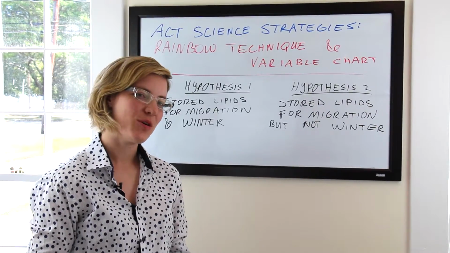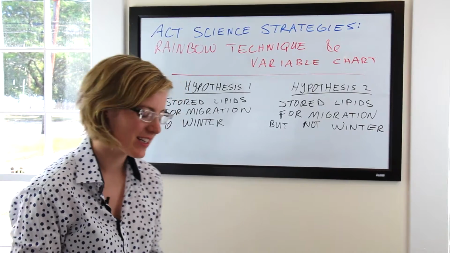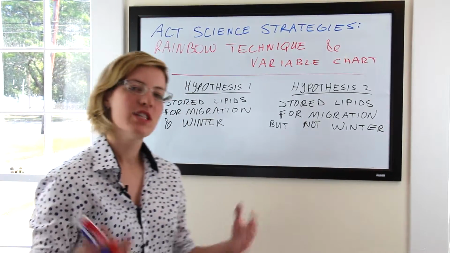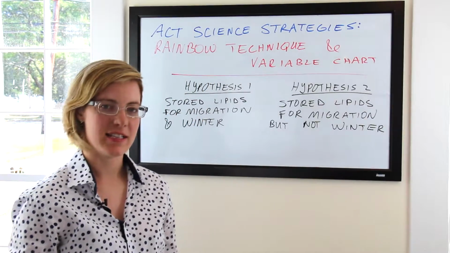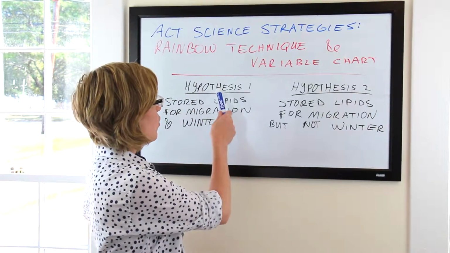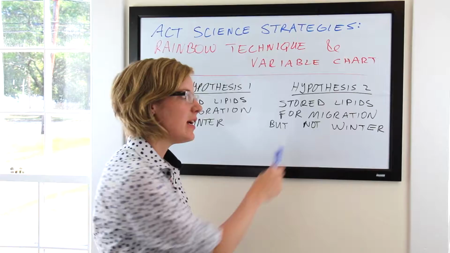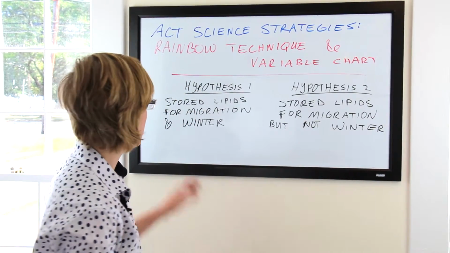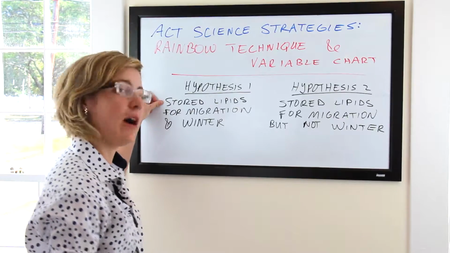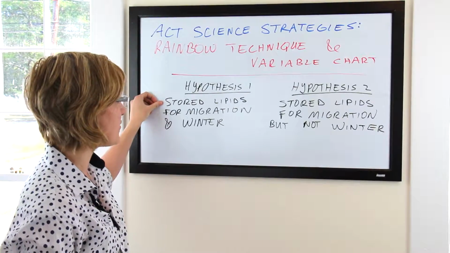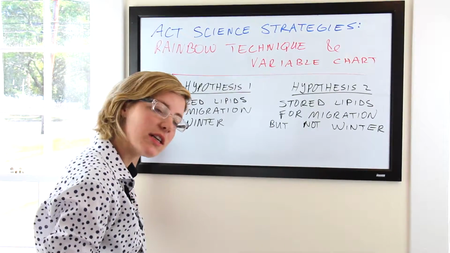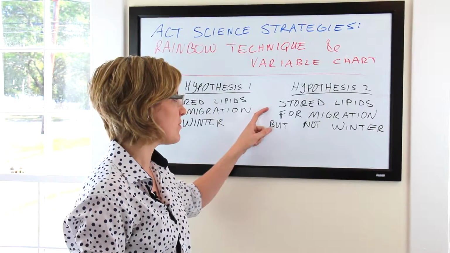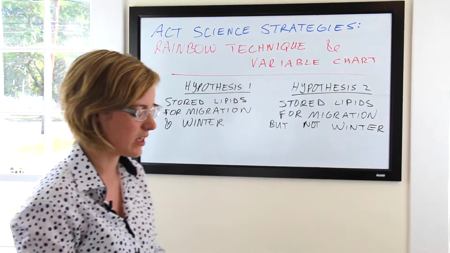This first technique we like to call the rainbow technique. I'll show you why in a second. So say we have two passages in this science section, one called Hypothesis 1 and one called Hypothesis 2. We're talking about monarch butterflies. One hypothesis says that they store lipids for migration and during the winter. And the second hypothesis says that they store lipids for migration but not during the winter.